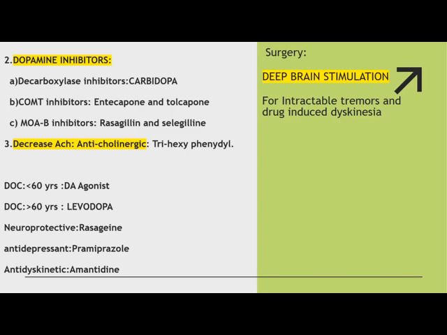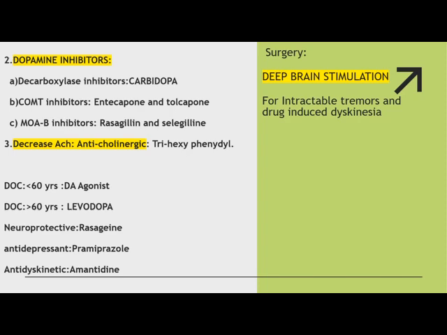For another treatment in Parkinson, we can also use inhibitors of dopamine breakdown, like decarboxylase inhibitors, that is carbidopa, COMT inhibitors, that is entacapone and tolcapone, and MAO-B inhibitors such as rasagiline and selegiline. And to decrease the level of acetylcholine, as in Parkinson the acetylcholine level is increased, which causes tremors, we give anticholinergic drugs like trihexyphenidyl.